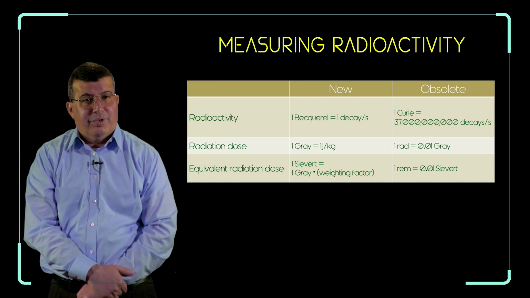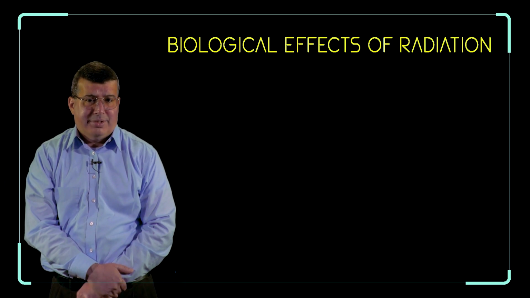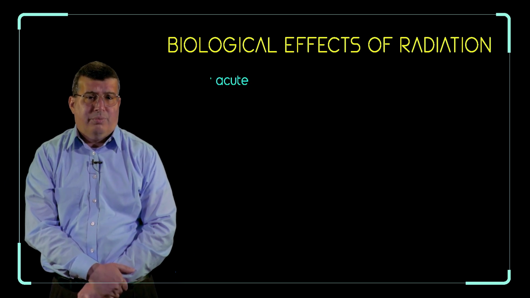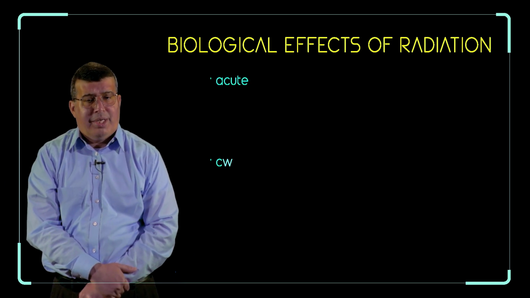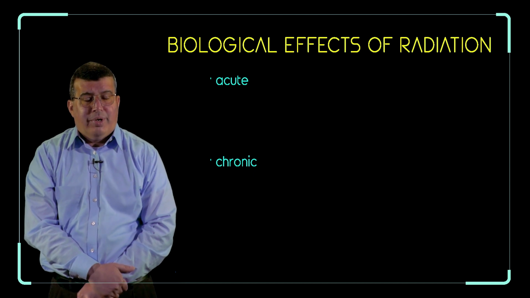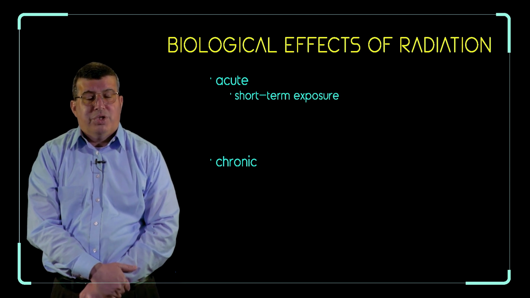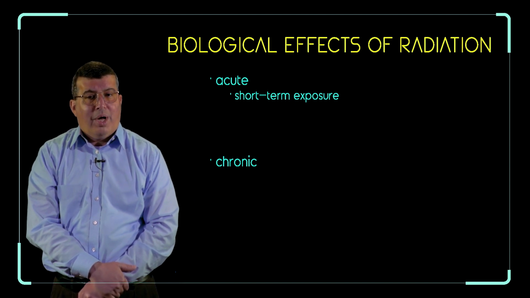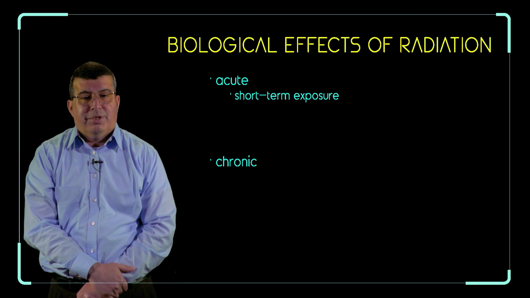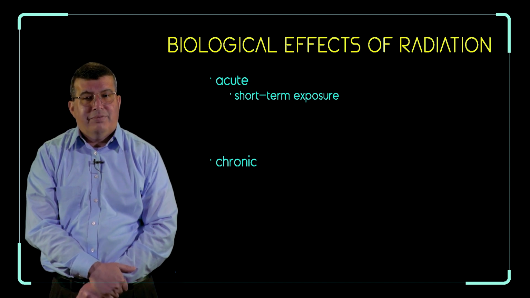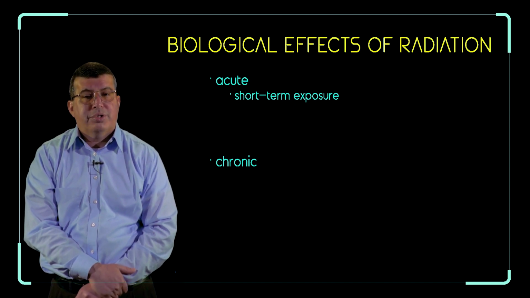So what are the effects of radiation on the body? For this, we have to consider two different cases called an acute radiation dose and a chronic radiation dose. An acute radiation dose is when you receive a lot of radiation all at once. So if you're exposed to a source for a short period of time, that would be an acute radiation dose. And a chronic radiation dose is a radiation dose that you've received a little at a time over the course of your lifetime.